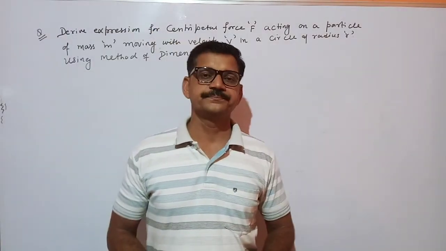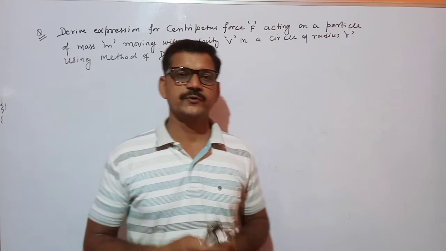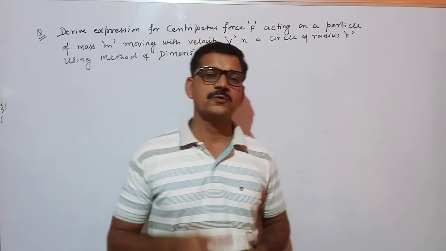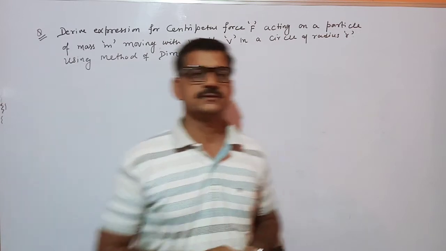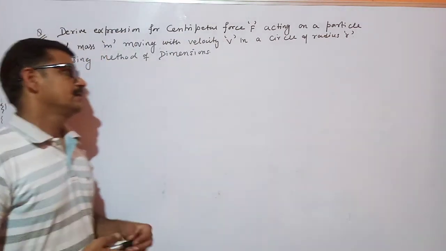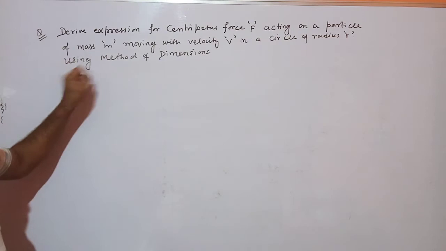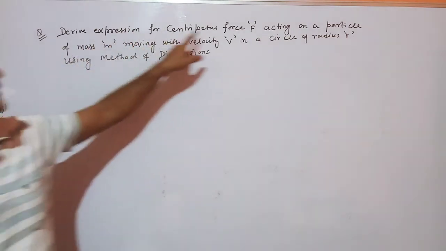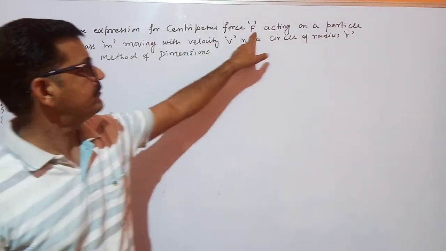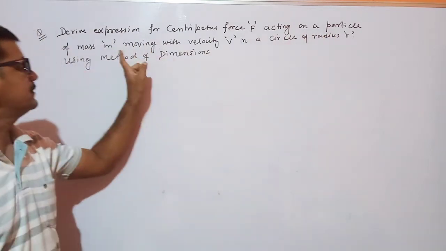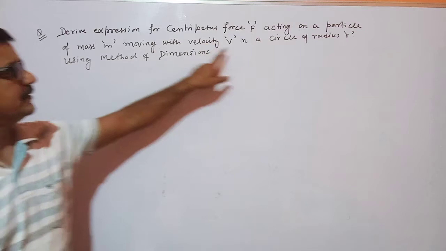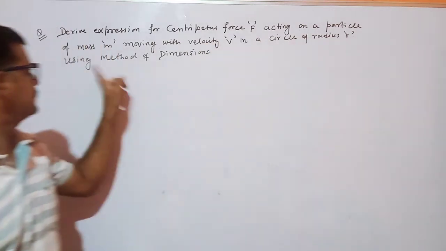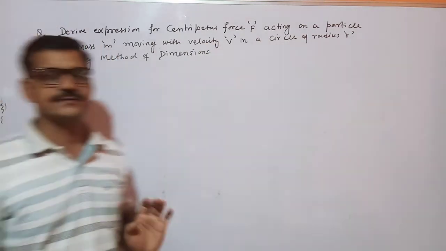Hello students, welcome. Today we are going to discuss how to derive the relations using dimensional equations. So let us start. We were given: derive an expression for centripetal force F acting on a particle of mass m moving with velocity v in a circle of radius r using the method of dimensions.